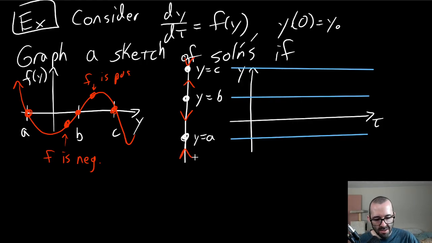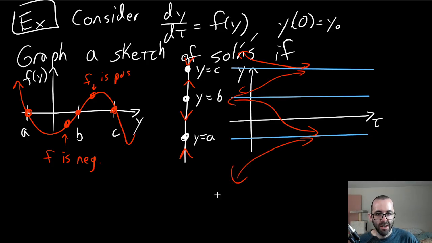And again, we can use this to draw some curves. This will go off to infinity. This will be trapped between these two, trapped between these two, trapped here, and then go off to negative infinity if we're allowing for negative time.